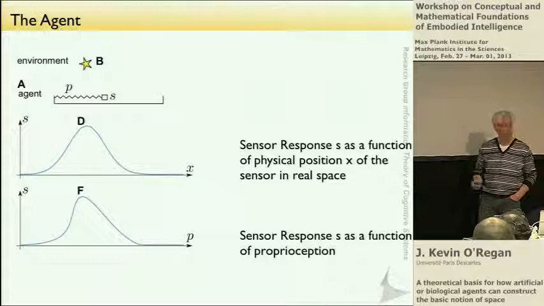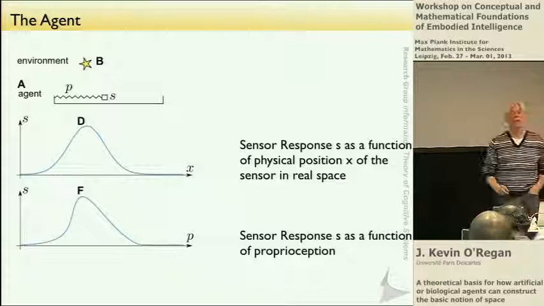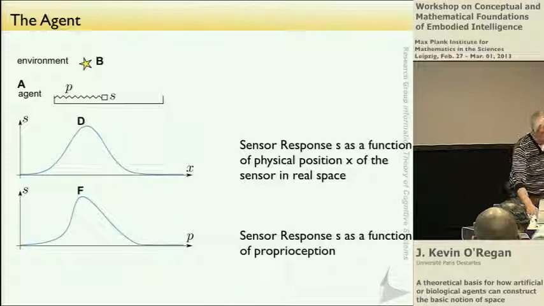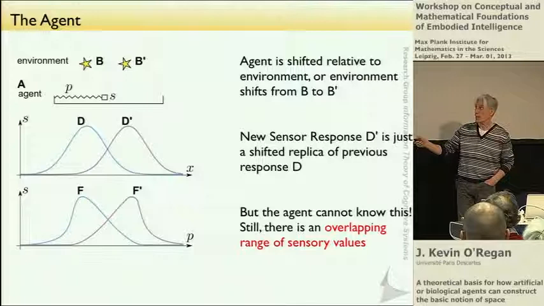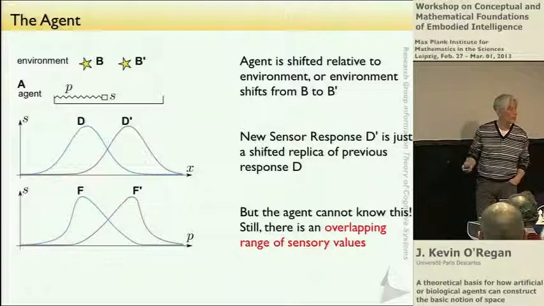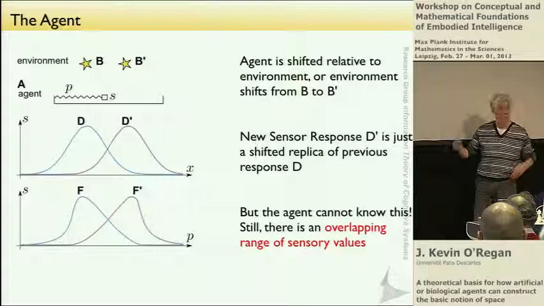And now let's assume that the agent hops to some unknown distance. And now let's look and see what happens when it's hopped. So now, relative to it, the environment has changed from position B to position B prime. And now let's look at what happened when the agent scans again. And seen from the outside, as physicists, we can look at the response of the agent. We have a curve like that.